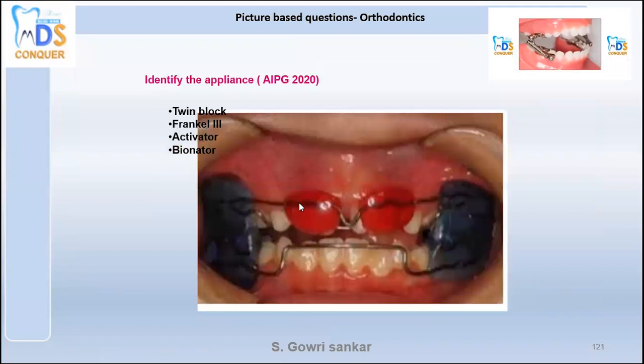So this, which we have already discussed. Since the labial pads are present on the upper arch, this is used for expansion of the upper arch or for growth of the upper arch. We need growth of the upper arch when there is restricted maxillary growth, and maxillary growth is restricted in a class 3 condition. And of course, your Frankel 3 is given in a class 3 condition.